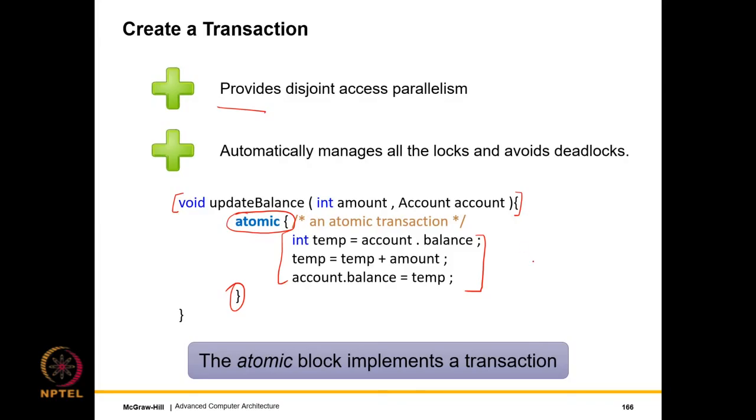So what would it do? It would automatically ensure that this piece of code executes in an atomic fashion. Furthermore, whatever locks need to be acquired are acquired. The programmer need not bother, and there will be no deadlocks. So all of this is being achieved by just wrapping this piece of code within an atomic block, as you can see, starting with the curly brackets here and ending with the curly brackets. So the atomic block implements a transaction. In this lecture, we will talk about different kinds of transactional memories. They can be implemented either in software or in hardware.